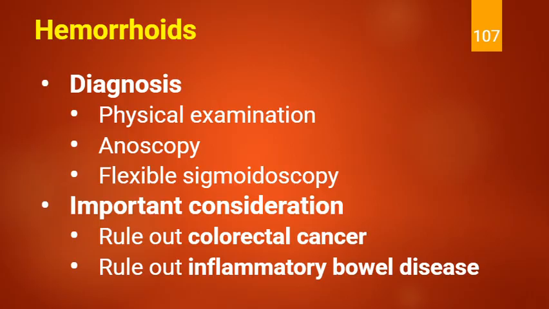Hemorrhoids are usually diagnosed through a physical examination of the rectal area. If a patient reports rectal bleeding, healthcare providers may perform additional tests to rule out more serious conditions such as colorectal cancer or inflammatory bowel disease. Diagnostic procedures may include endoscopy, which uses a small scope to examine the anal canal, or flexible sigmoidoscopy, which allows visualization of the lower colon.